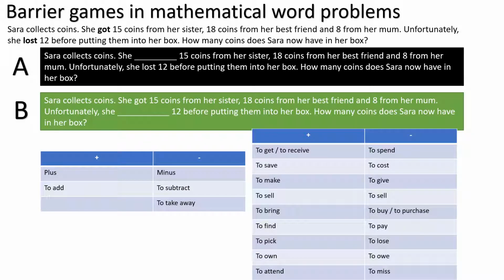Of course, Type B barrier games can be used with just paragraphs of text or even smaller sentences. Here I've got a very simple and short example from the subject of maths. We can see a word problem here, the one about Sarah, who collects coins. As you can see, I have removed the word "got" for learner A and "lost" for learner B. They'd need to come together and ask questions such as "What did she do?" or "What happened to her?" to get the words. Only then will they be able to write the actual equation to solve the problem. They need each other to find the solution.